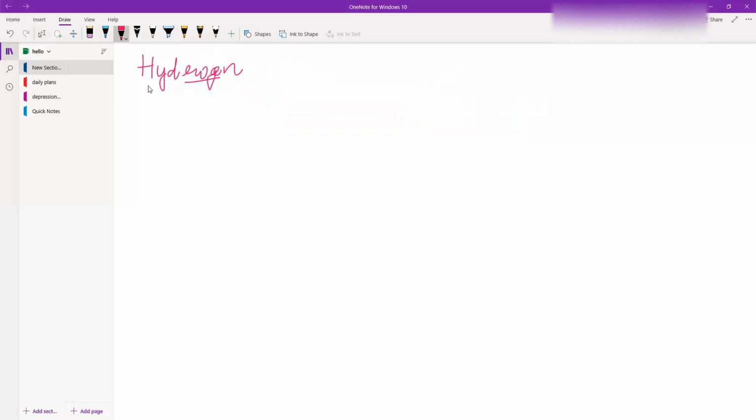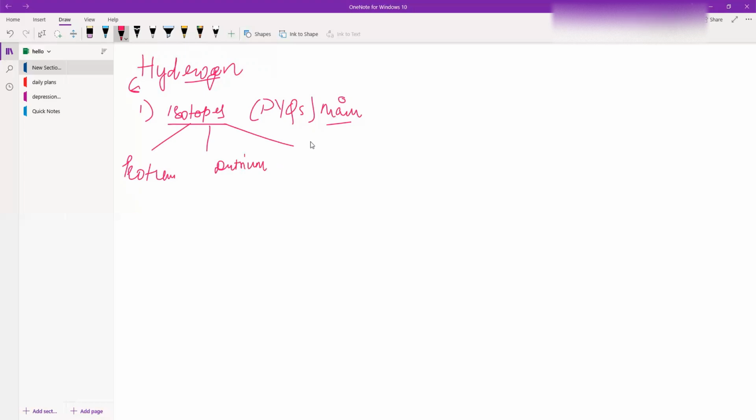Okay, very basic. If I go with hydrogen, the first thing that comes is isotopes. You guys won't believe, but from this topic only we have PYQs of mains. You may check any edition of books where we have the PYQs. There you'll find questions related to the isotopes of hydrogen. Okay, so there are three isotopes of hydrogen. Number one is protium. Number two is deuterium. And number three is tritium.